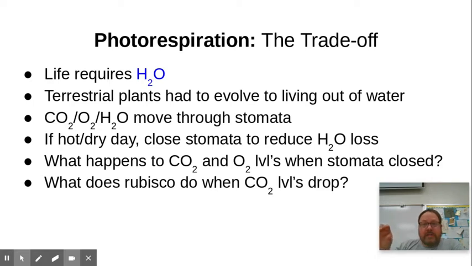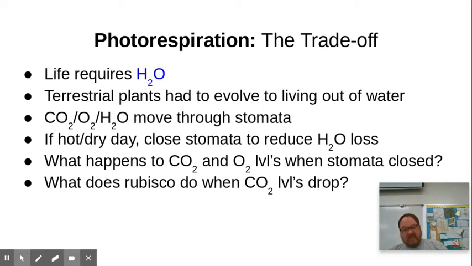CO2 levels in the plant can begin to drop. Oxygen levels, because the light reactions are still going on and you're splitting water and all that kind of stuff, will go up. So when plants close their stomata on these hot, dry days, their CO2 levels drop and oxygen levels increase.